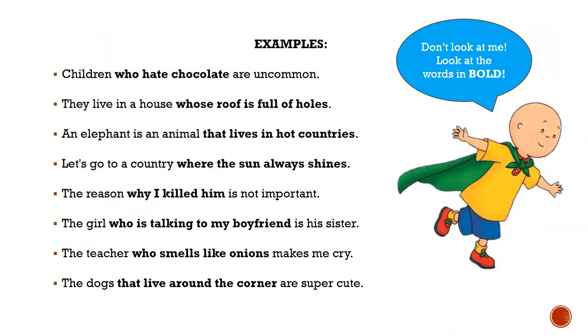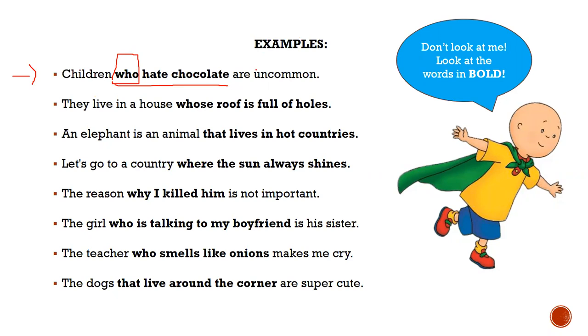Very important to listen to what it says right here. Pay attention to what's in bold. In bold, we have this right here. This is our relative clause, like we mentioned in the first one. What is the relative pronoun? Who, right there, is the relative pronoun. For this first sentence, children who hate chocolate are uncommon. Are we talking about all children in general? No, we're only talking about the ones who hate chocolate.